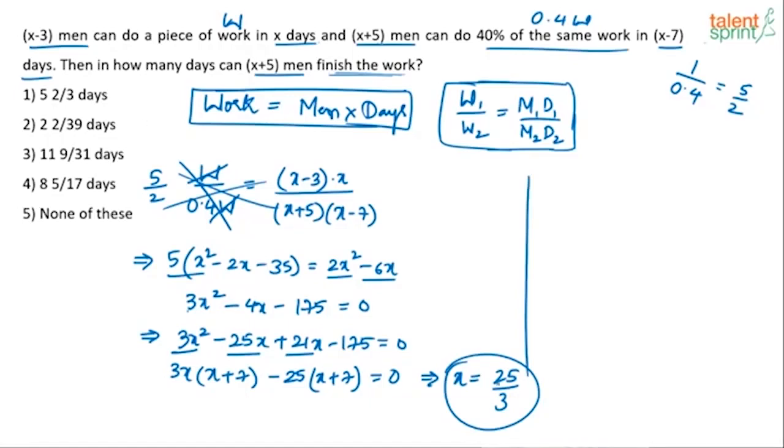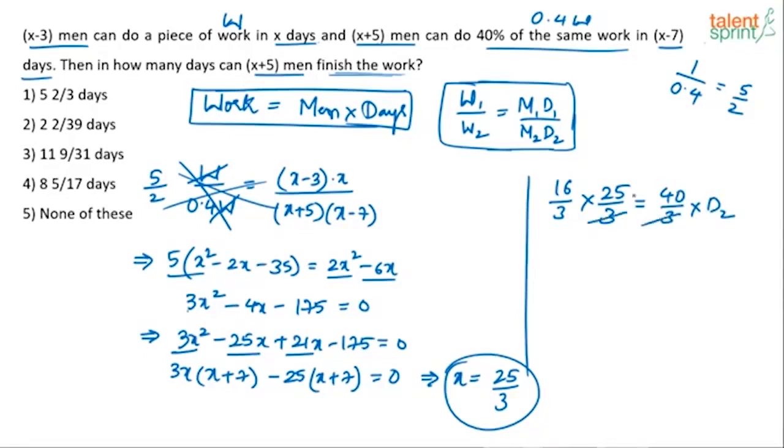So x minus 3 is 25 by 3 minus 3. You should be able to do this mentally, right? 25 by 3 minus 3 is 25 minus 9, 16 by 3. So 16 by 3 into d1. What is d1? X itself, 25 by 3, equals m2 d2. What is m2? X plus 5. So 25 by 3 plus 5, which will be 25 plus 15, 40 by 3. 40 by 3 into d2, which has to be found.